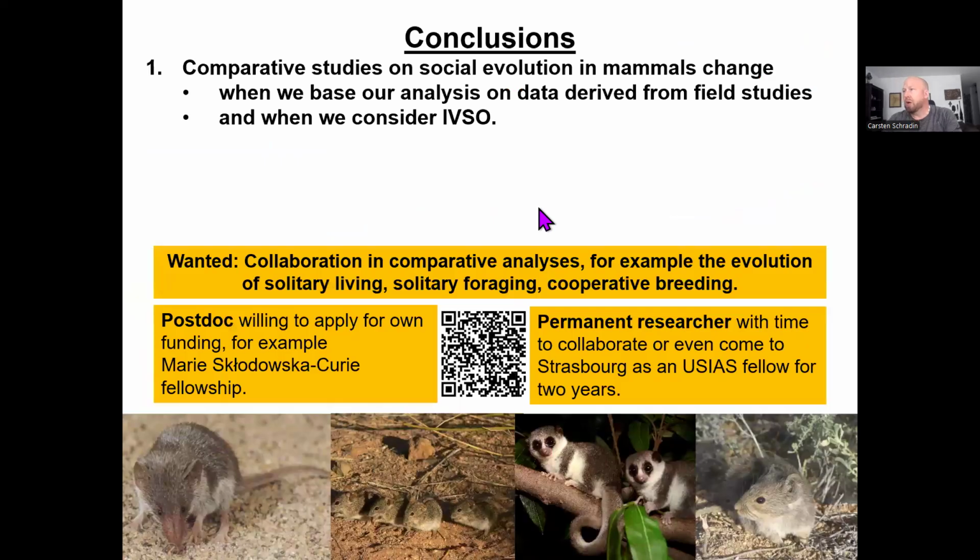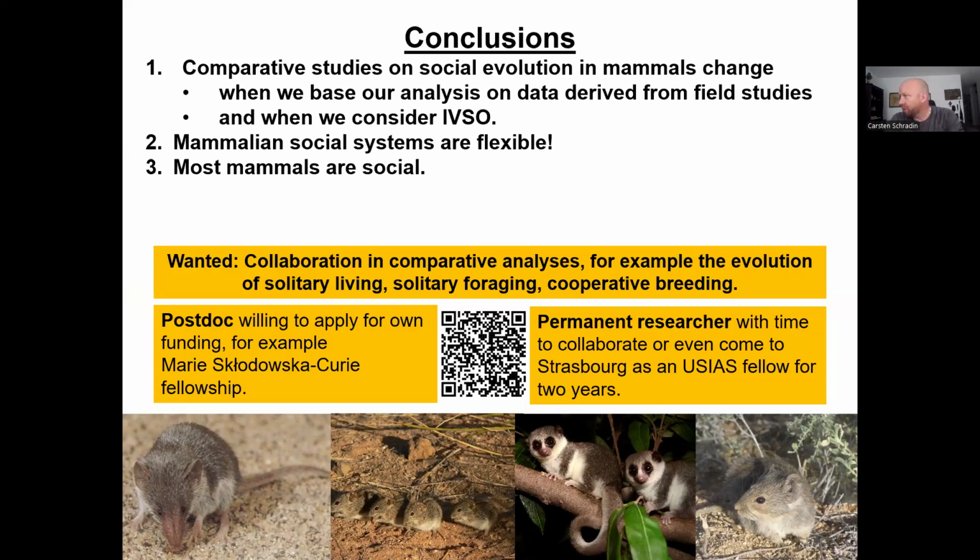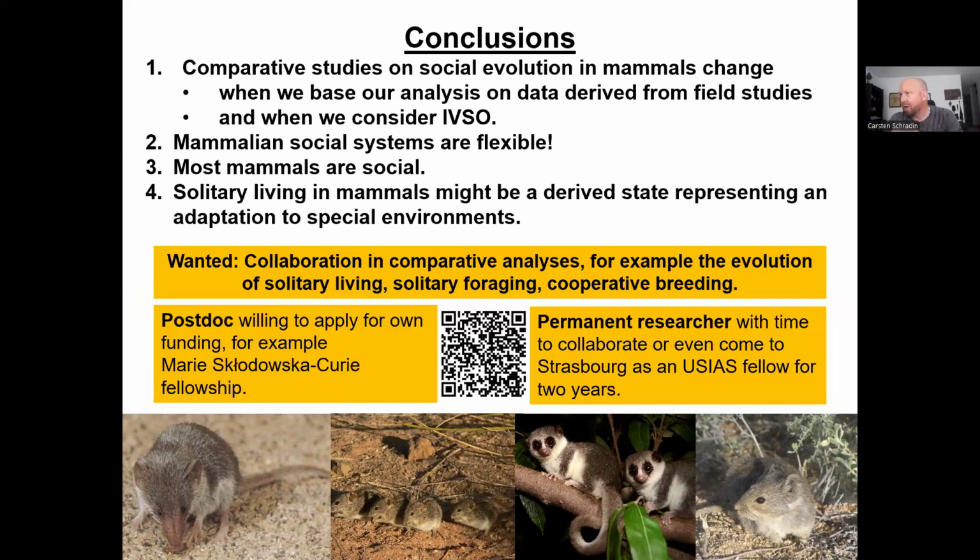So to conclude, comparative studies on social evolution in mammals are changing from a solitary perspective to a more sociable, maybe pair-living perspective when we base our analysis on data derived from field studies and when we consider intraspecific variation in social organization. Mammalian social systems are flexible and most mammals are social. Only 25% of studied mammals are actually solitary living, and thus solitary living in mammals might be a derived state representing an adaptation to specific environments, and not a primitive ancestral state.